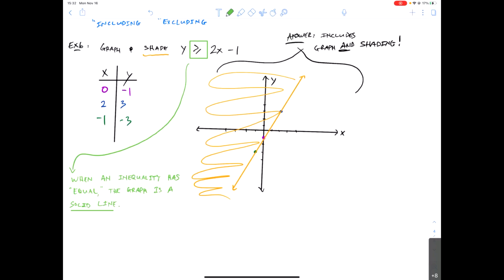So that's what we have here. Otherwise, I guess I could say, the inequality has a dotted line.